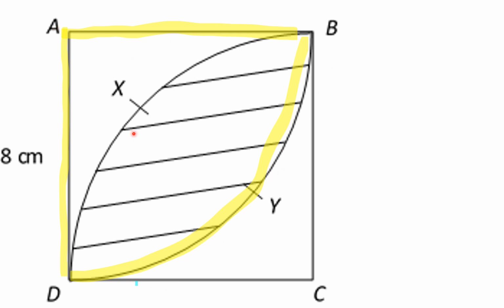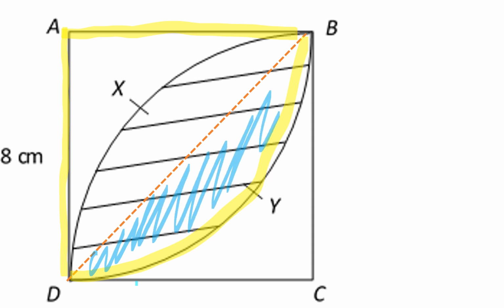Since this is a quadrant, I note that the angle at the corner has to be 90 degrees. Now I'm going to add one more line to the diagram, joining B to D. If I add this line, you are able to see that there is a segment here. We see this segment, and we want the area of this segment.